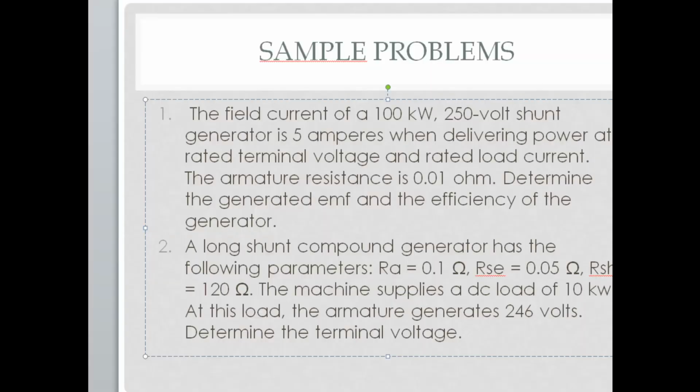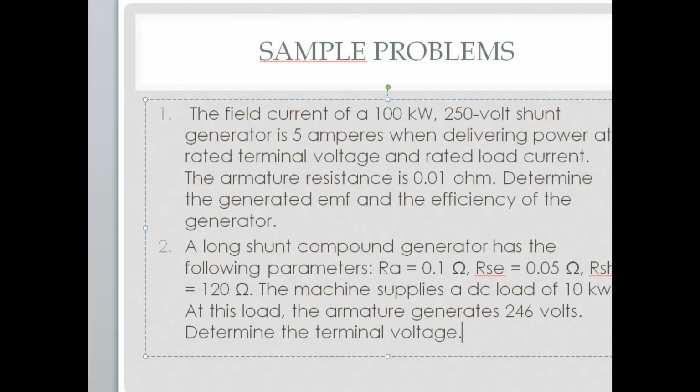So first things first, we have to draw the circuit. It's a long shunt compound generator. So for a long shunt compound generator, if this is your armature, then we will now have the series field resistance there because it's long shunt, and this one is your shunt field. There.